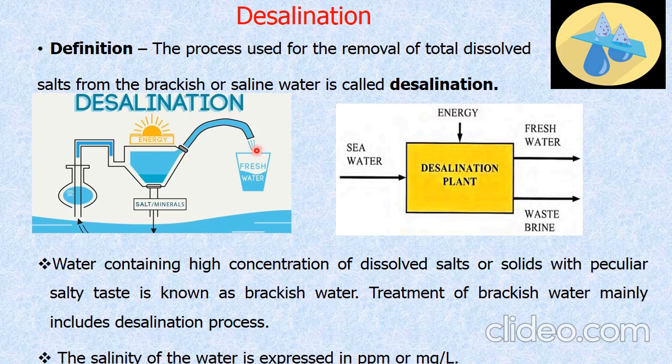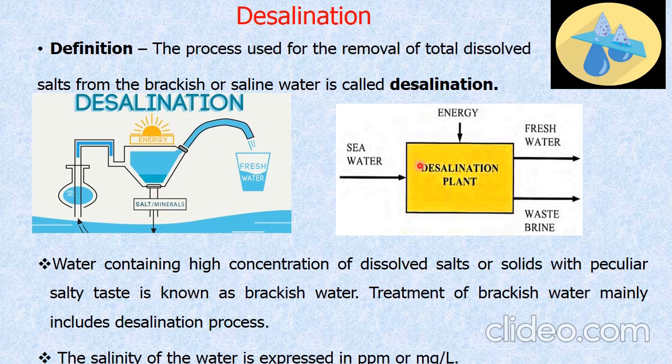So the same thing could be represented in another form. We take seawater into the desalination plant with the help of a certain amount of energy. It is processed and fresh water is removed. Waste brine is let into the sea itself.